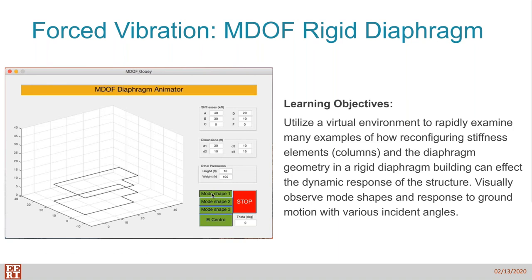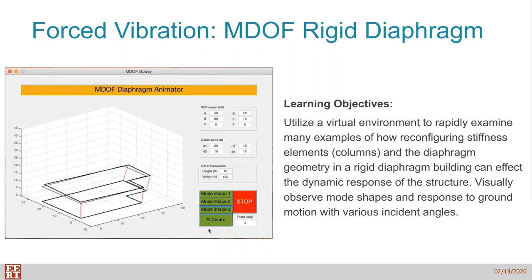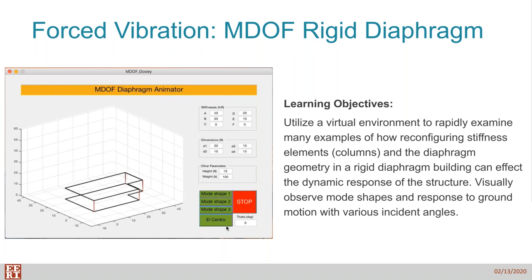The student that was working on their senior project was also extremely excited about simulation in a computer-based environment. So he was able to develop a graphic user interface in MATLAB. And what this allows the students to do is they can have up to 6 columns. They can change the location of those columns and their stiffnesses. They can change the dimensions of the diaphragm, height, weight, things like that.